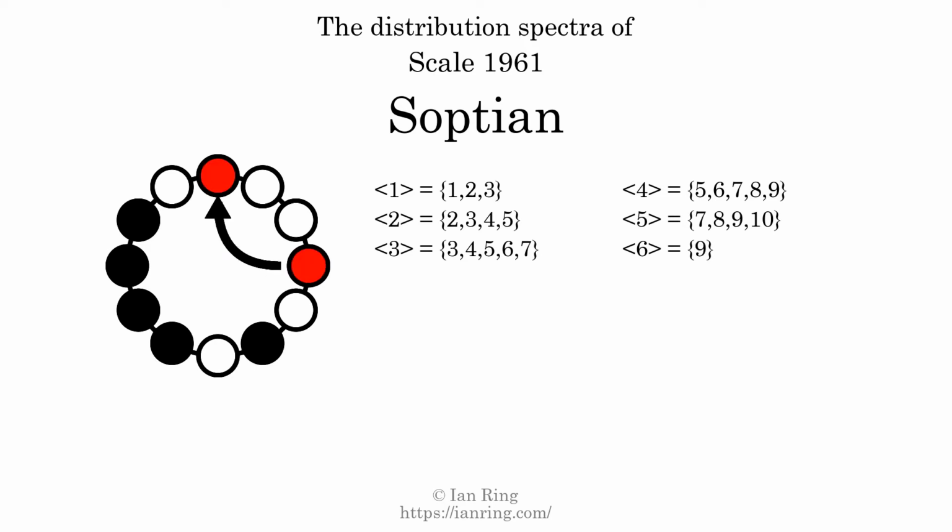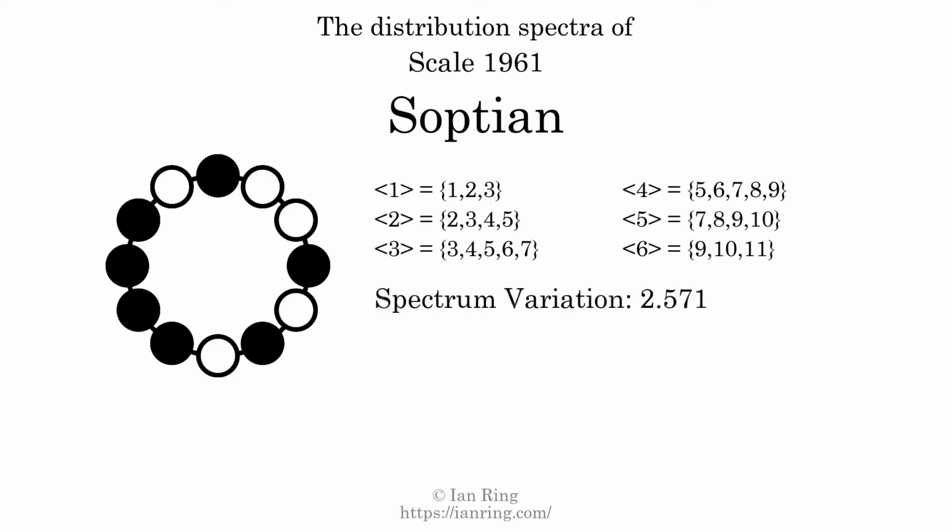9 semitones, 10 semitones, and 11 semitones. The spectrum width of this generic interval is 2. The spectrum variation is the sum of all the widths, divided by the number of tones. The spectrum variation of this scale is 2.571.